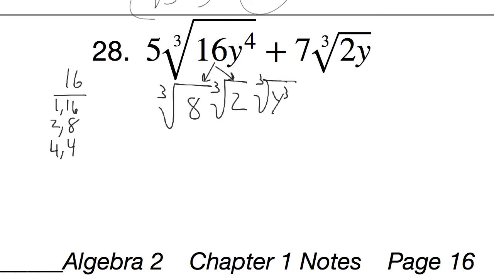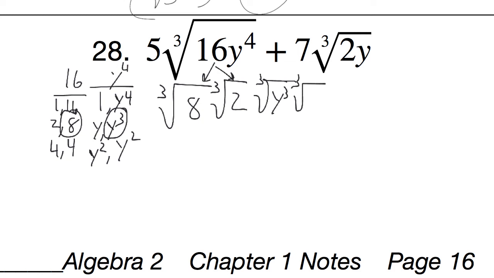16, I can find factors, and the perfect cube is 8. For y to the 4th, I can say that y to the 4th has several factor pairs. 1 times y to the 4th, y times y cubed, y squared times y squared. The perfect cube factor here is y cubed. So I'm going to write this as the cube root of y. And then I also should bring down the 5 as well.